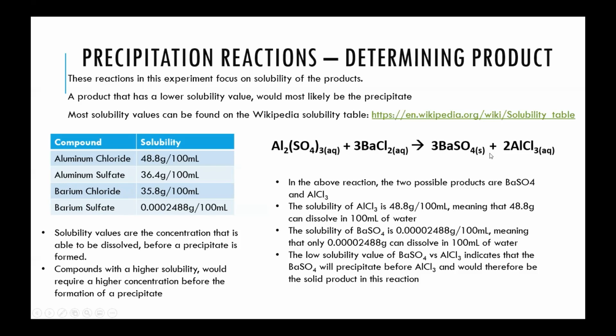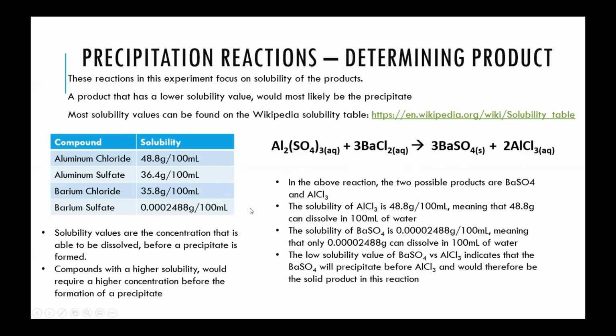So to determine what is this solid product, you'll see in this reaction in the observations that it forms a white precipitate or a white powder. What is it? Is it barium sulfate or aluminum chloride? And you can look at the solubility numbers of both of these products. The aluminum chloride is able to dissolve 48.8 grams in 100 milliliters, while the barium sulfate is only able to dissolve 0.0002488 grams, a very, very small amount.